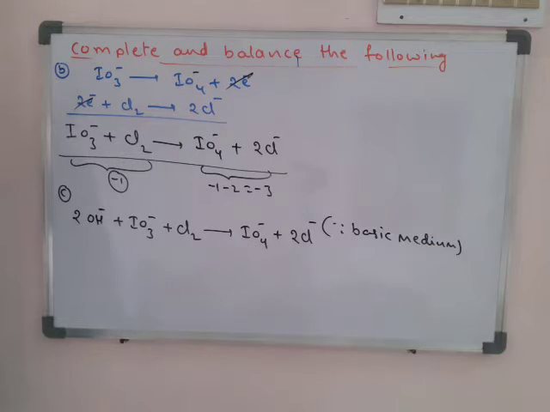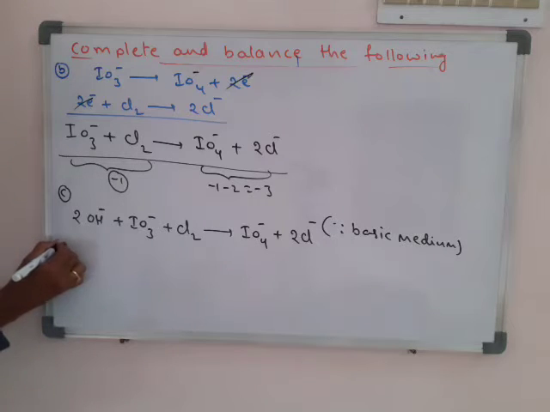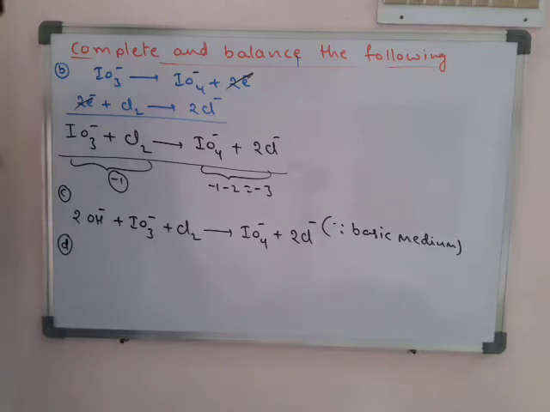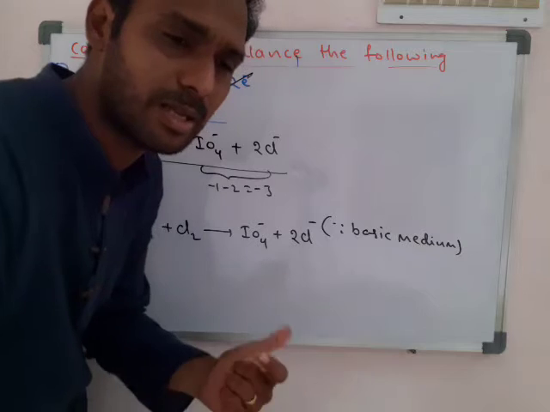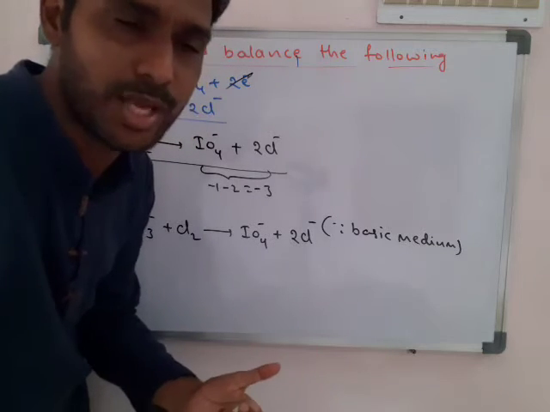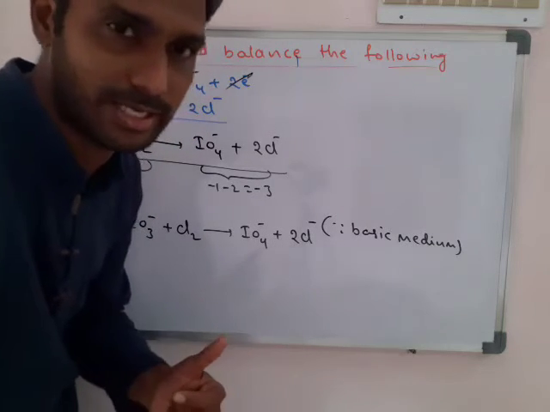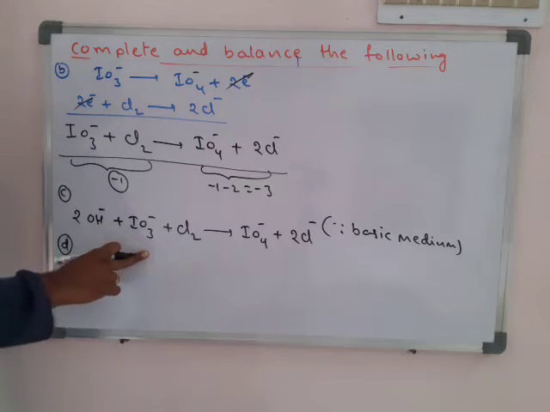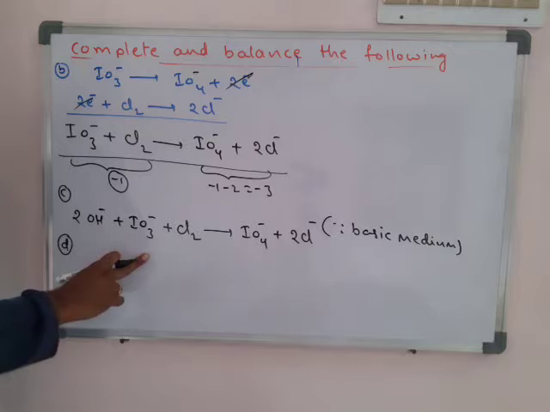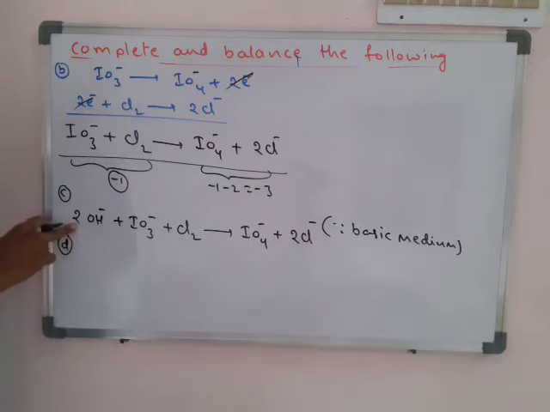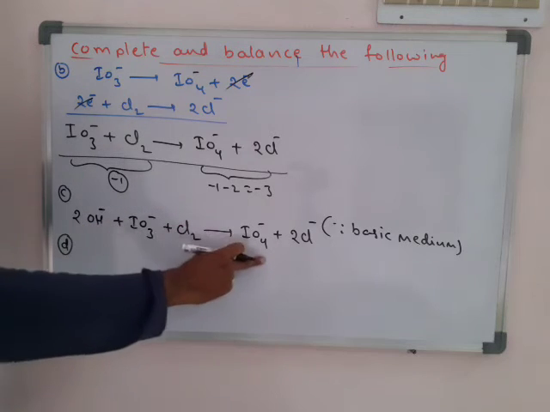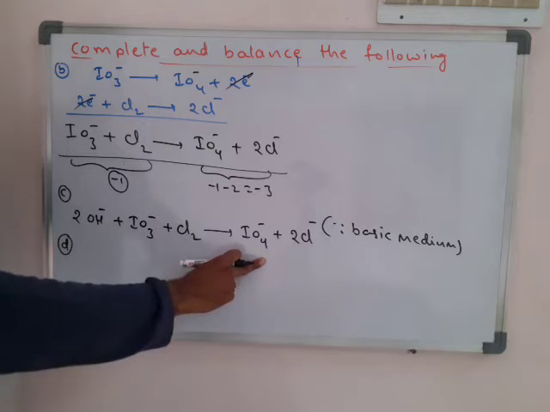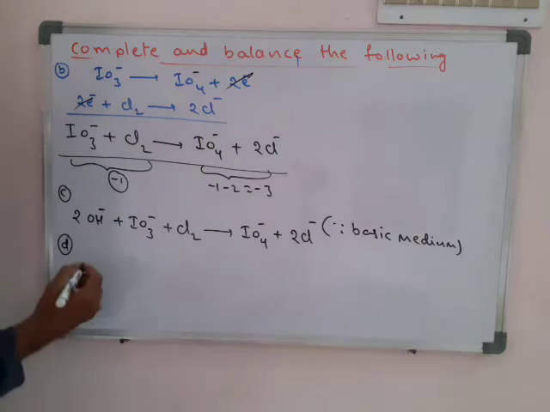So balance the oxygen. What is the step in any medium? To balance oxygens, whether acid medium or basic medium, we add H2O. Where the oxygens are less. So here how many oxygens? 3 plus 2, 5 oxygens. Here only 4 oxygens. One oxygen is less, so we add 1 H2O.